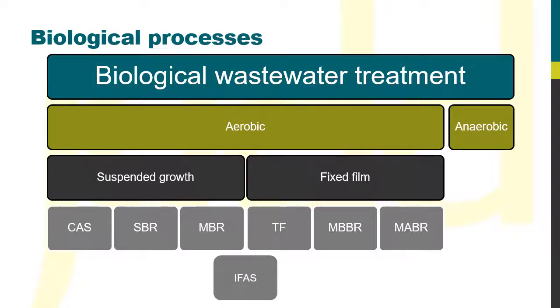Straddling both the suspended growth and the fixed film variants is the integrated fixed film activated sludge process, which is effectively the activated sludge process with media added to intensify the process to some extent. So those are just a few examples of suspended growth and fixed film processes. There are quite a few others, but this is just to really emphasize the fact that the MBR sits in the suspended growth group, whereas the MABR is a fixed film process.